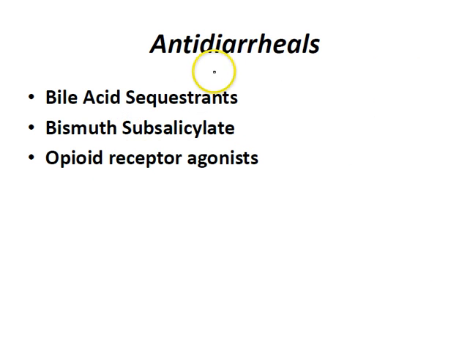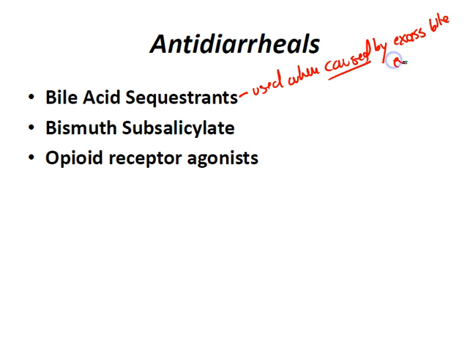Okay, and the last thing, the antidiarrheals. So we got three of them. We got bile acid sequestrants, bismuth subsalicylate, opioid receptor agonists. So the bile acid sequestrants, how do they work? They bind and sequester bile acids, and they're useful in cases of diarrhea caused by excess bile excretion.